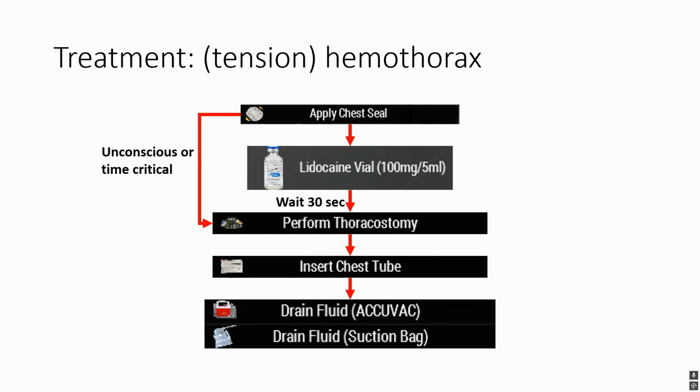So yeah, I want you to start off with that chest seal, that lidocaine, 100 milligrams intramuscularly into the chest. Perform the thoracostomy. After that, you're going to get a small message. We're going to talk about that in a second. Then you're going to insert that chest tube and then drain either using AccuVac or the suction bag.